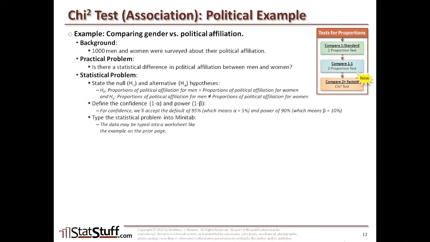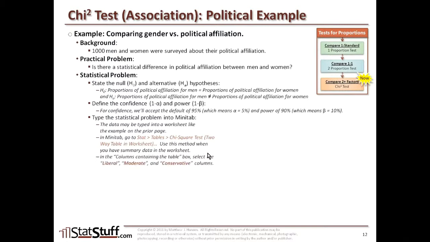For the confidence and power levels, we'll use the default again of 95% for a confidence level. And for typing this in Minitab, again, we're going to work with the data sheet that was shown on the prior slide that we're going to type into Minitab itself. And in Minitab, we're going to go to Stat, Tables, Chi-Square Test (Two-Way Table in Worksheet), and use this method when we're actually going to work with the data that was as a summary in the worksheet. And then in the section that says columns containing the table, we're going to select the liberal, moderate, and conservative columns as are laid out in there.